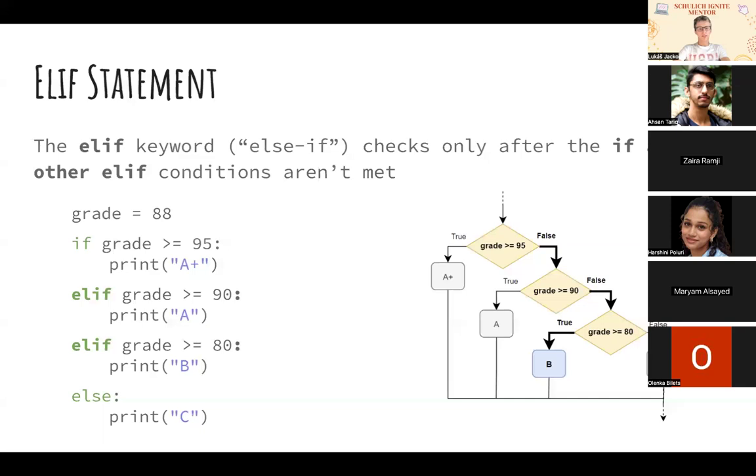So in this case, we will check: is the grade greater or equal than 95, which is not the case. Is the grade greater or equal than 90? That's again not the case. Is the grade greater or equal than 80? It is. We'll print B and we will skip else. If the grade was greater or equal than 90, we'll print A and skip the second elif. So we will only print A.